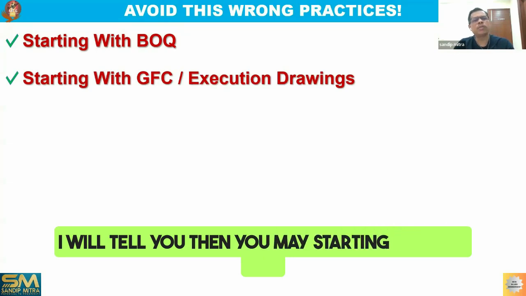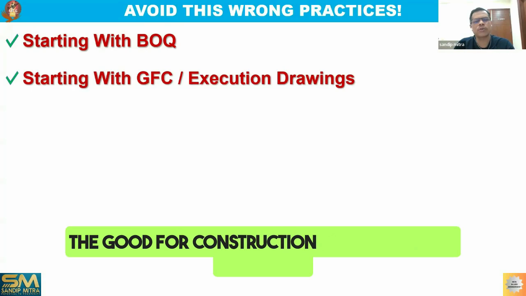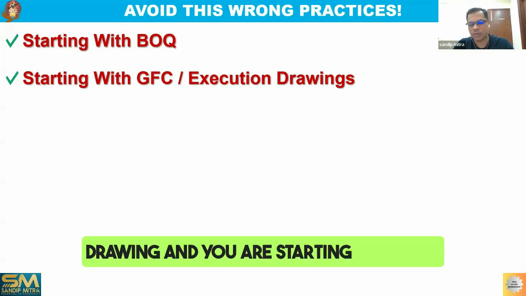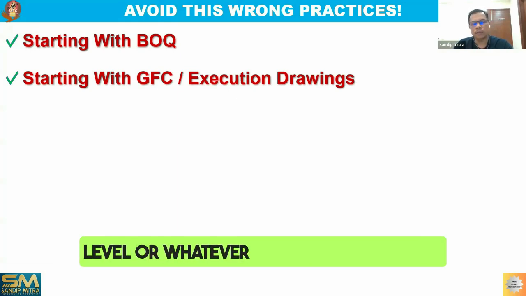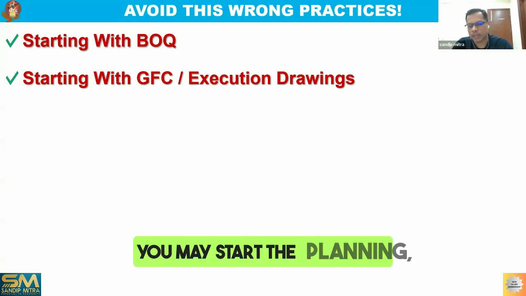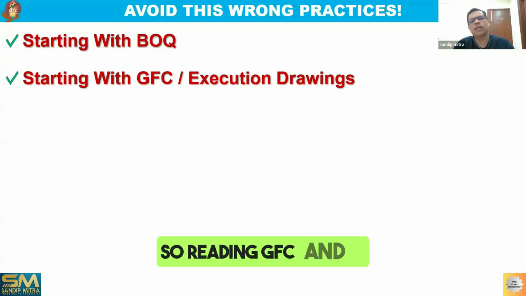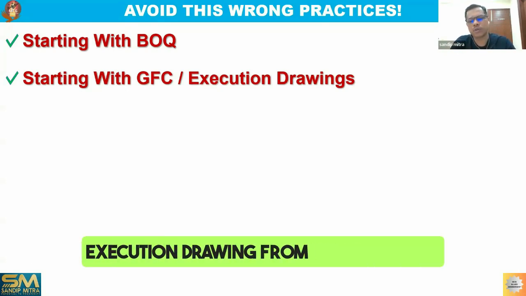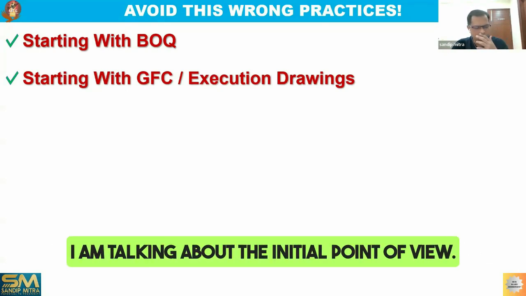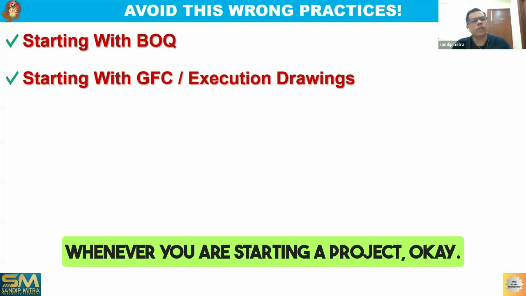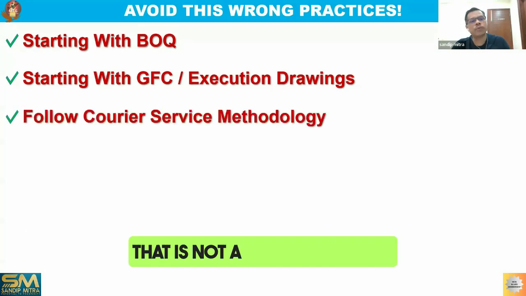Then you may start with the GFC, good for construction drawing or the execution drawing, and you start your job. You start your work at site level or whatever other activity you may start, the planning, scheduling, and other things maybe. So reading the GFC and the execution drawing from your start. I am talking about the initial point of view whenever you are starting a project. Okay, starting with the BOQ, that is a wrong practice. Starting with the GFC or execution drawing, that is also a wrong practice.